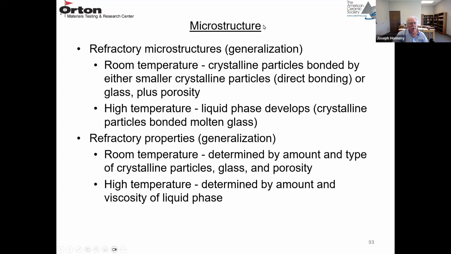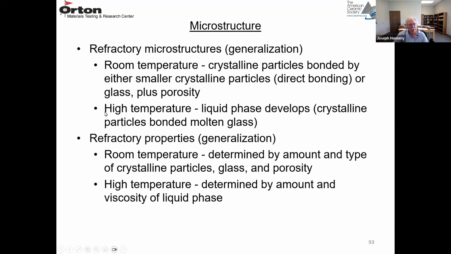So that's how they're processed. They're all following the same type of operations. So a couple generalizations about the microstructures and the properties. So at room temperature, for the microstructure, it's going to be crystalline particles bonded by either smaller crystalline particles. And when you have crystalline particles in contact with other crystalline particles, that's known as direct bonding. Direct bonding tends to give you better high temperature properties, like high temperature strength, or you may have a glassy bond and you're going to have porosity.